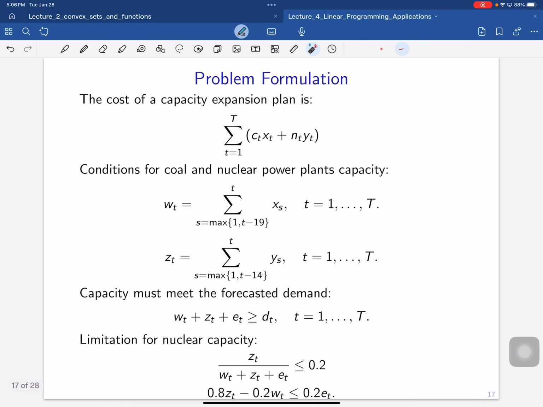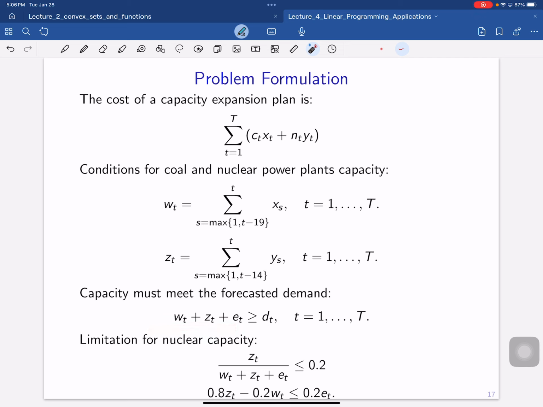Yeah, so here's the formulation. You have the objective as minimizing the total cost, and there are conditions for coal and nuclear plants capacity. Since a coal plant lasts 20 years and a nuclear plant lasts 15 years, when you take the summation, you take the max of 1 to T minus 19, because after 20 years it will not exist anymore. And similarly for nuclear. And you have the sum of the capacity must meet the demand.